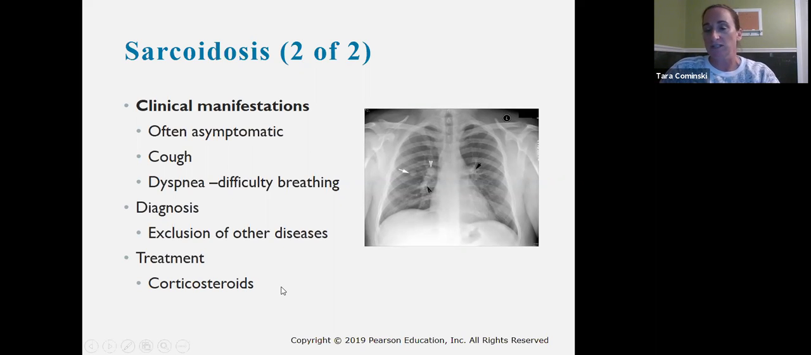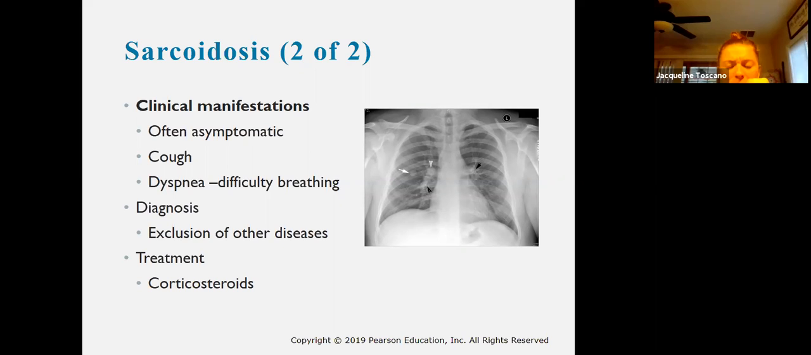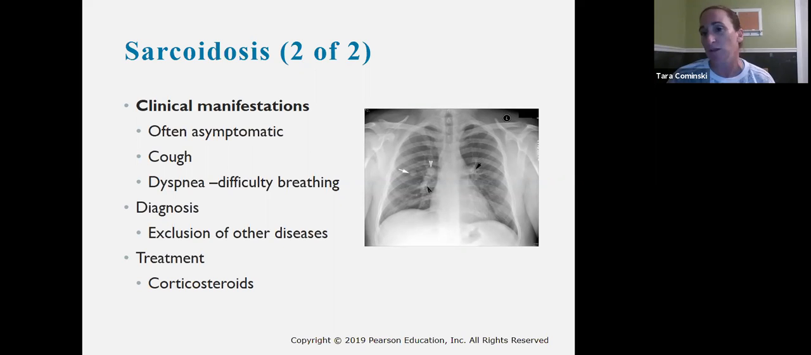Treatment is corticosteroids. So how come they give corticosteroids for this? Does it reduce inflammation? Yeah, reduces inflammation. So like I said, really what's going on here is just this increased inflammation in certain areas of the lung and other areas of the body. And so treatment is to give a steroid to decrease that inflammation. All right, so that's it for chapter 17, guys.